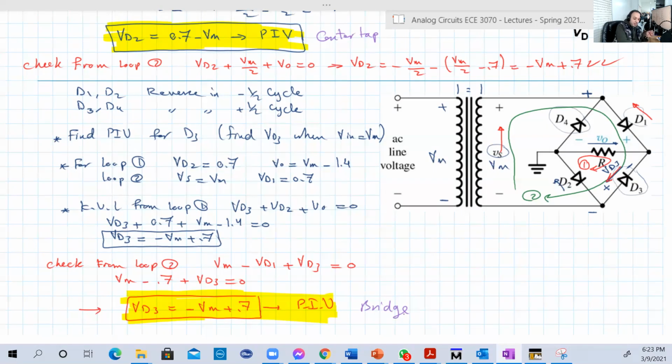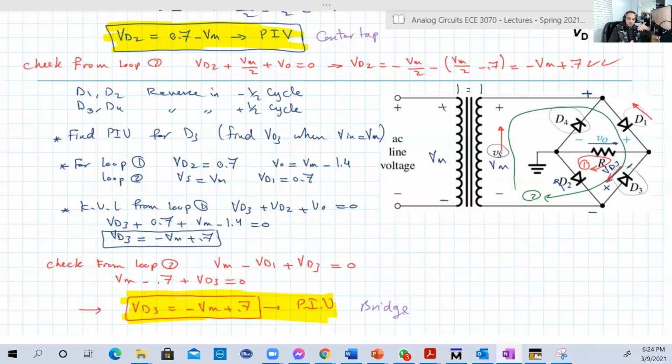Remember, if you find the peak inverse voltage, this is a very important observation. If you find the peak inverse voltage out of your analysis to be big, that means you need more expensive diodes. For example, let's compare two circuits. Circuit 1, the peak inverse voltage is minus 100. Circuit 2, the peak inverse voltage is minus 200. So circuit 1 is better than circuit 2.